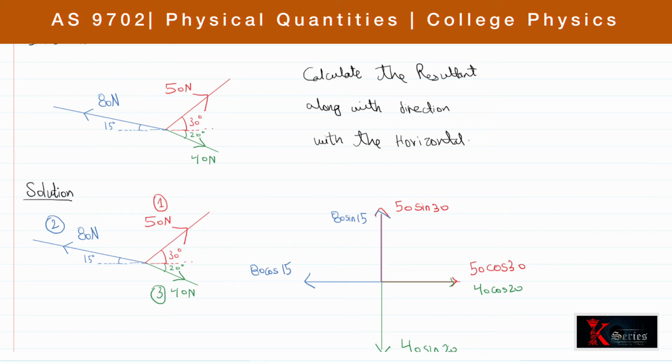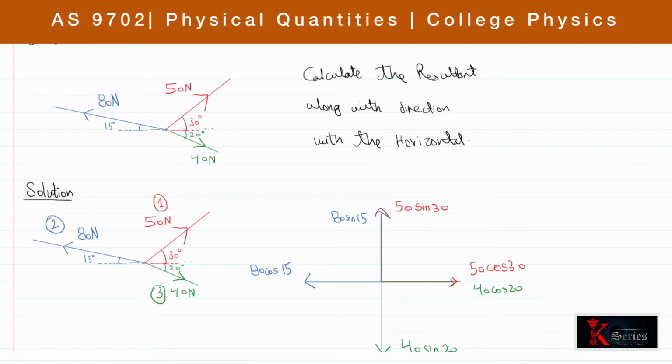Now here is a little complicated question. It's about the resolution of vectors. So in this question we have to calculate the resultant along with the direction with the horizontal. So the first step is going to be the resolution of vectors. We have three vectors present here. Vector 1 is 50 Newton, vector 2 is 40 Newton, and vector 3 is 80 Newton.